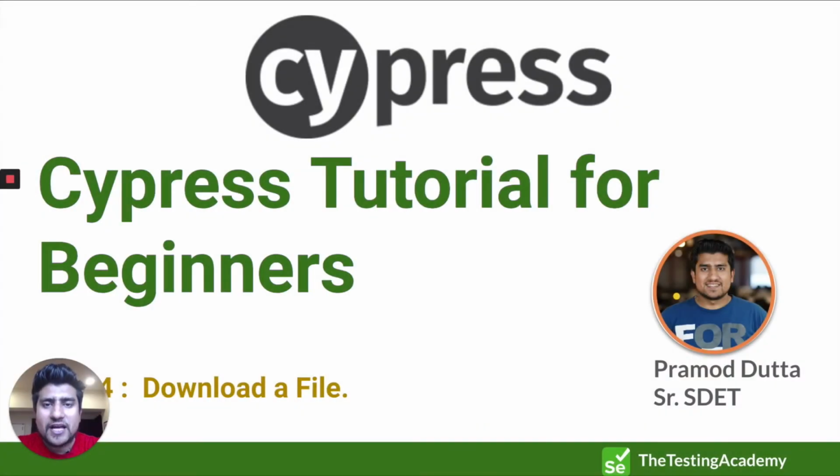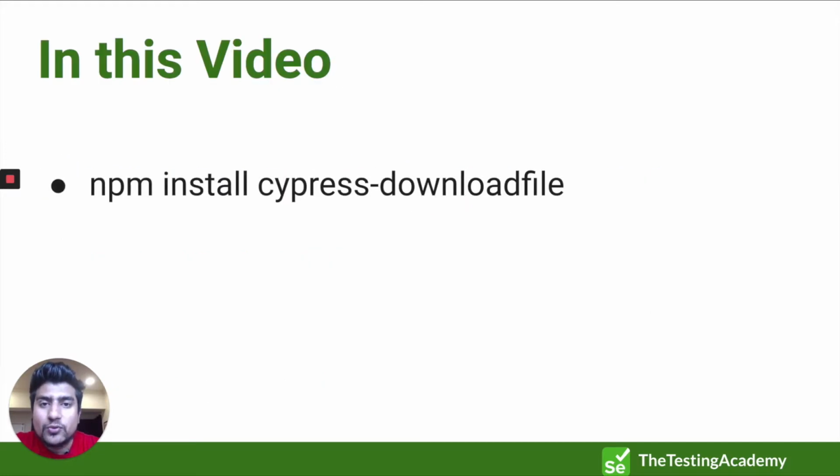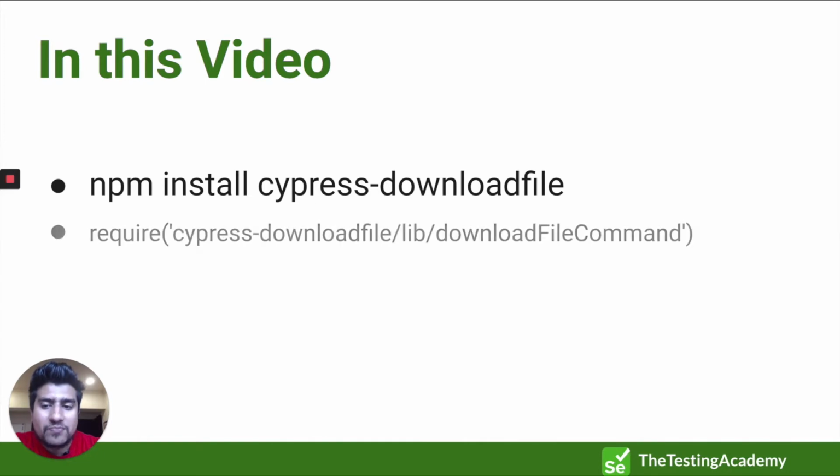My name is Pramod, and in this video, we are going to learn how to download a file in Cypress. All right, so let's get started. First, if you want to download a particular file into a folder, Cypress provides a plugin method. You need to install this plugin, which is cypress-download-file, and after that, you need to require that plugin in your plugins index file.